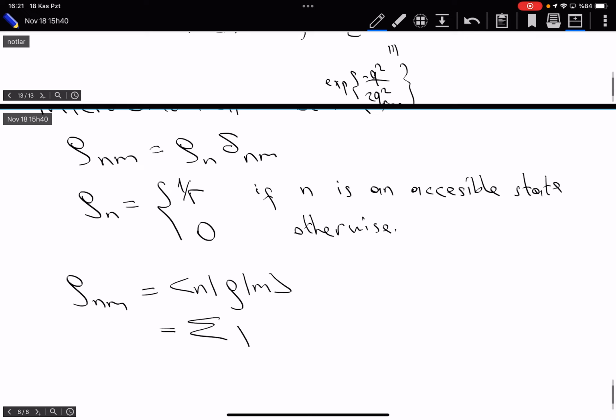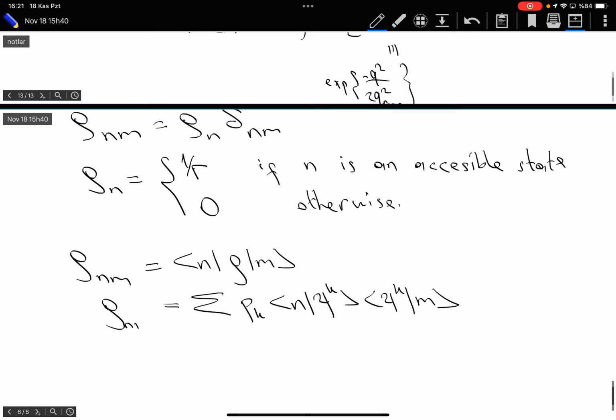Or we said that p_k and psi_k, m. Let's see what it will look like in a different basis. I will be just making a change of state. So I will be interested in, let's say, rho prime, n prime, m prime, which I will define as <n prime| rho |m prime>.